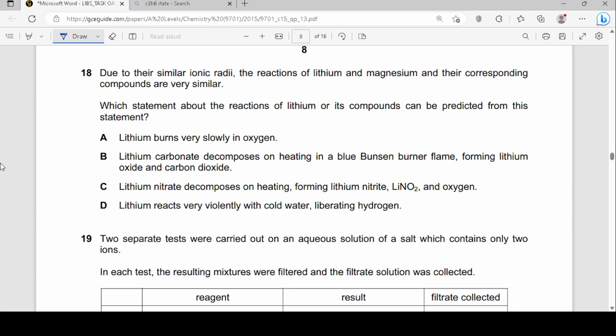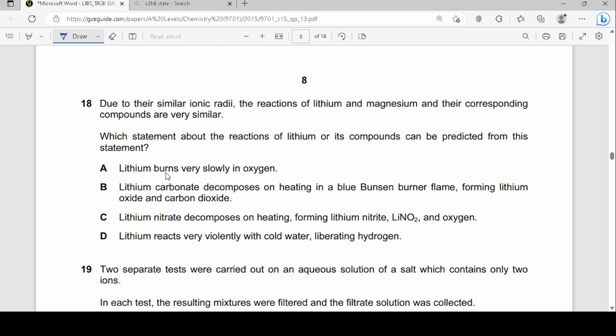Due to their similar ionic radii, the reactions of lithium and magnesium and their corresponding compounds are very similar. Which statement about the reactions of lithium or its compounds can be predicted from this statement? Okay, so lithium burns very slowly in oxygen. Well, that should definitely be wrong because magnesium reacts quite well with oxygen. It reacts vigorously with oxygen. So if it's similar to magnesium, then that's definitely a wrong statement, is it not?